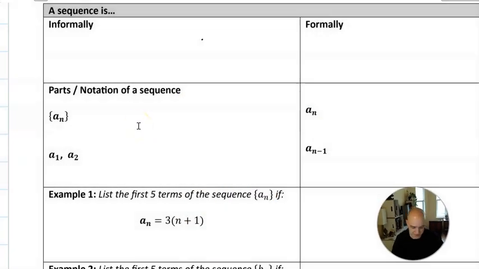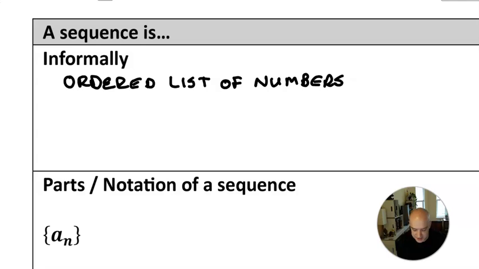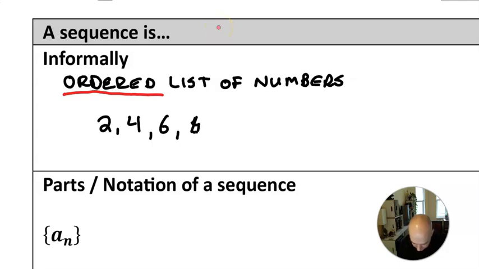So what is a sequence? Informally, we would say that a sequence is an ordered list of numbers. So the ordered part is important. Here's an example of such a list: 2, 4, 6, 8, 10. The list can be finite like this. It can stop exactly right here.